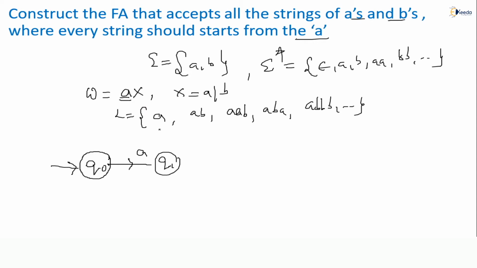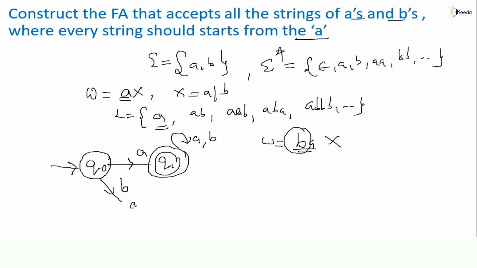Simply a single A should be accepted or not? Single A should be accepted, so Q1 should be made a final state. After that, any number of A's should also be accepted, because it is starting with A only. And after the A, B can also come. So this is fine. But what about if BA comes? If W equals BA, it is not started with A, it is started with B. This must be rejected.